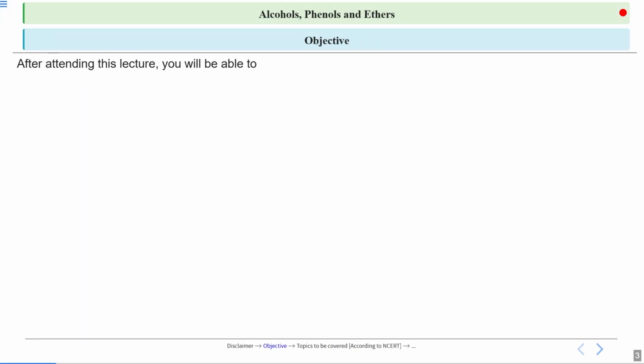Today's learning objective. After attending this lecture, you will be able to understand the preparation methods of phenols.